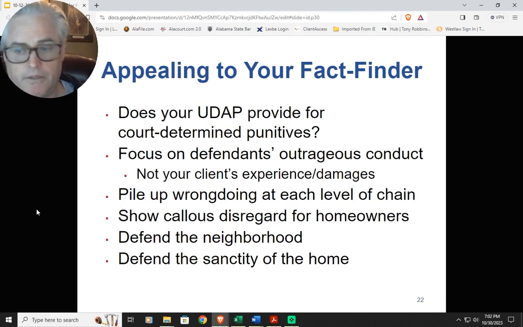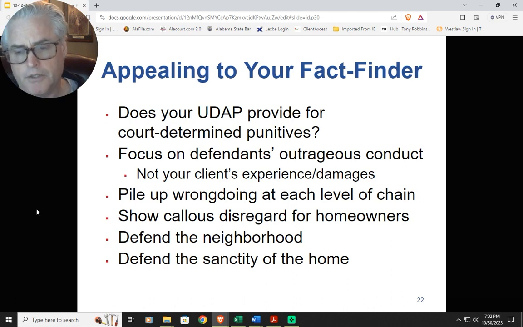After you have piled up wrongdoing at every level of this chain, from the local person all the way up to the national mortgage servicer or the investor even. Once you have all of that done and you've proven that all these people don't give a damn about homeowners, because they don't, you're able to argue to the jury that they are defending the neighborhood, maybe even their neighborhood, and the sanctity of the home for everyone in their community.